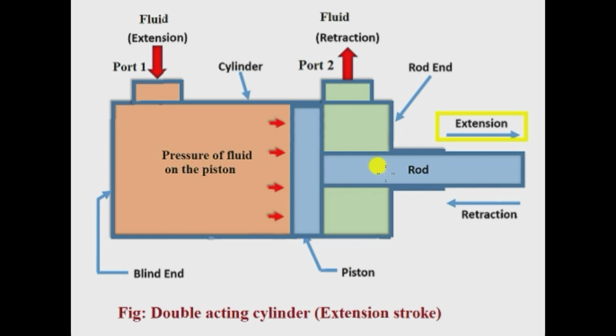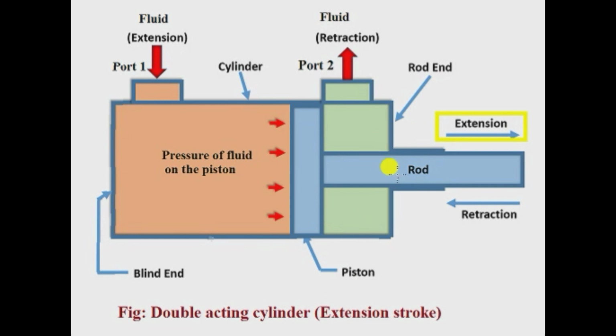But in a double acting cylinder, the return movement of the piston from this end to this end, that is from rod end to blind end, is due to the pressure of the fluid on the piston, which is coming from port 2. And as you know, at the end of case 1, the position of the piston is at the rod end side, that is here.